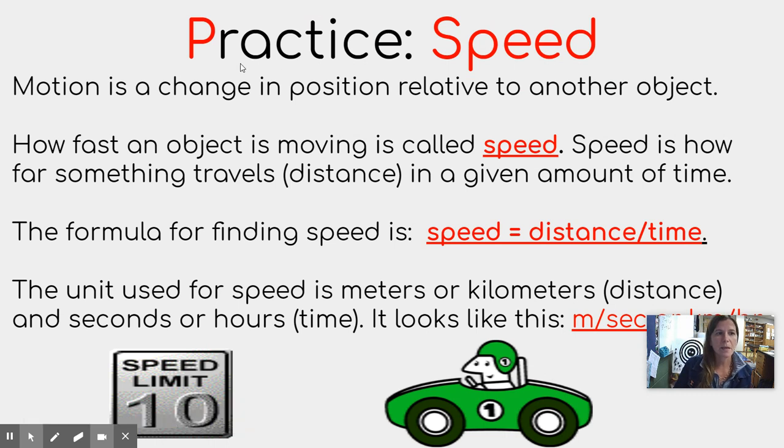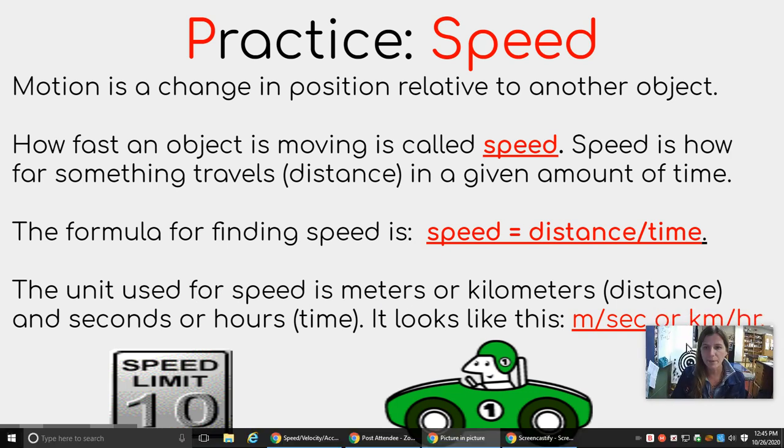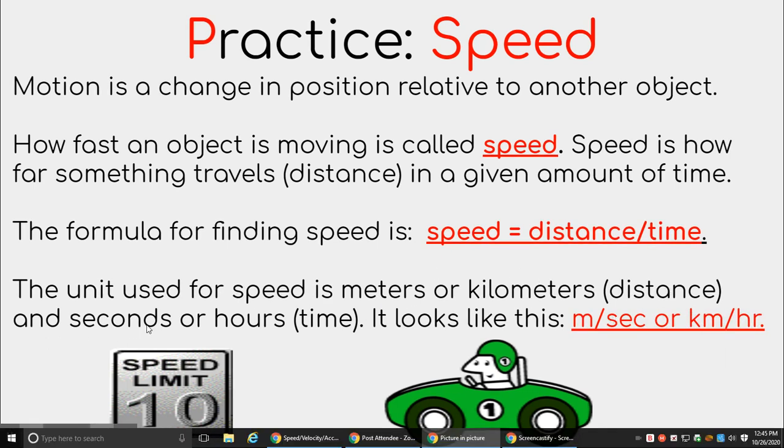Let's practice. Speed. Motion is a change in position relative to another object. How fast an object is moving is called speed. Speed is how far something travels, its distance, in a given amount of time. The formula for finding speed is speed equals distance divided by time. The unit used for speed is meters or kilometers, that's the distance, and seconds or hours for the time. It looks like this, units meters per second or kilometers per hour.